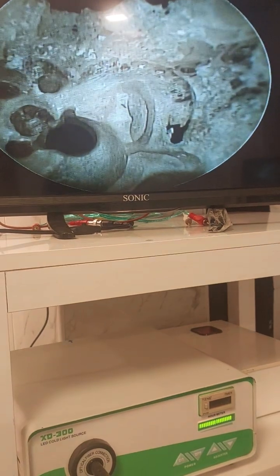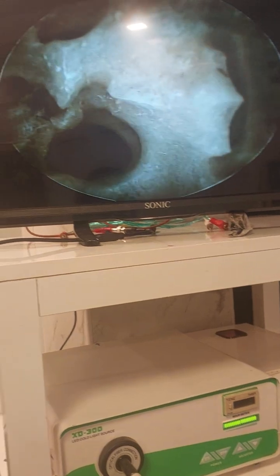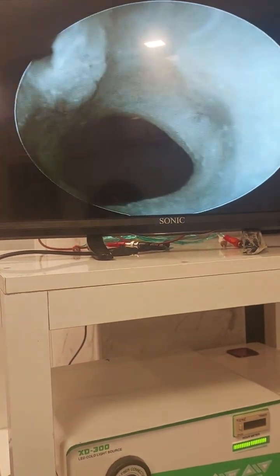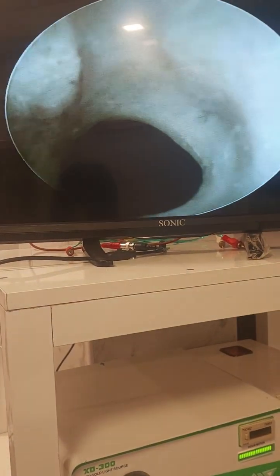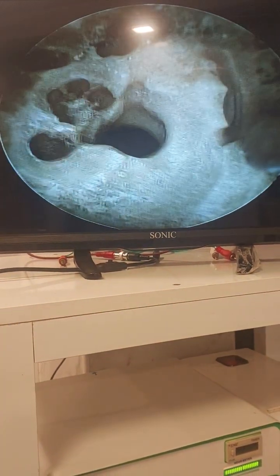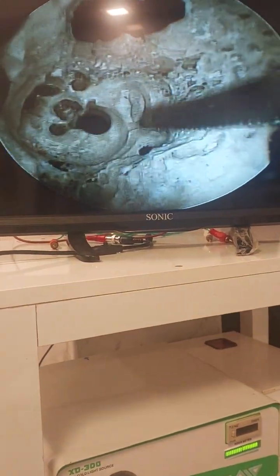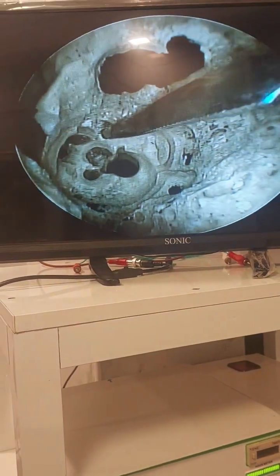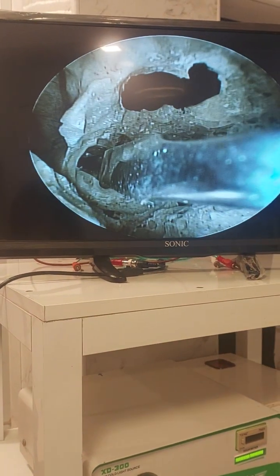Now we will introduce our scope inside the internal acoustic canal. Can you see? We are going inside the internal acoustic canal. Can you see the cochlea, the superior canal, the posterior canal, the facial nerve, the geniculate ganglion? This is the geniculate ganglion. This is the tensor tympani muscle canal. This is the eustachian tube.